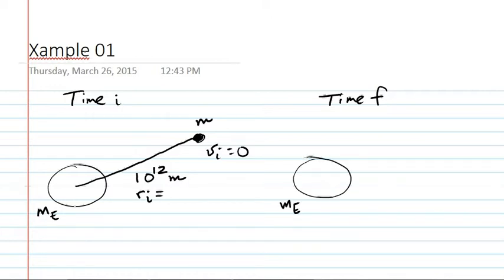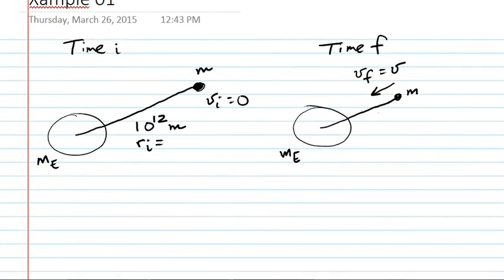Mass of the Earth. Now, since it's starting at rest, it's going to fall straight down to the Earth. So the object has gotten closer. It's now moving at least a little bit faster. The V final is what we want to find. Maybe in the math we'll just call it V. And let's suppose that the new distance is 10 to the 10 meters. So that's going to be the R final.